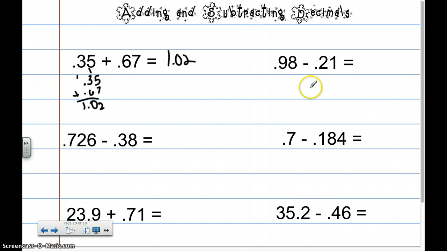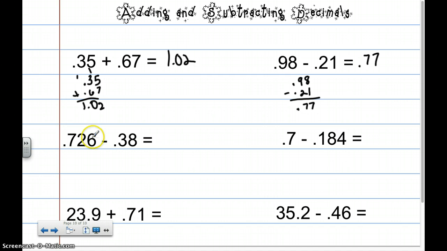If I have 98 hundredths minus 21 hundredths, I line up my hundredths and my tenths. And my answer is going to be 77 hundredths.